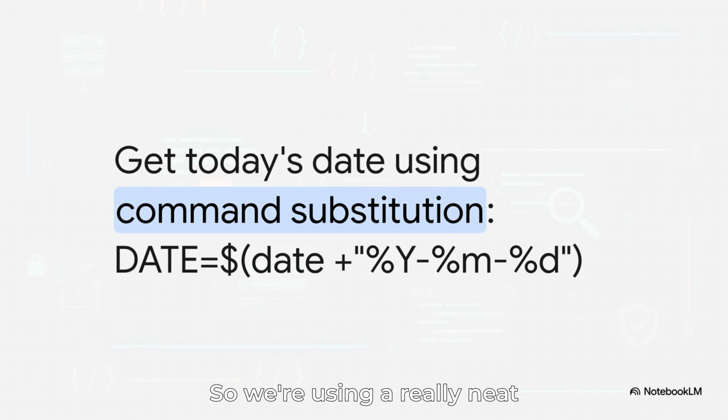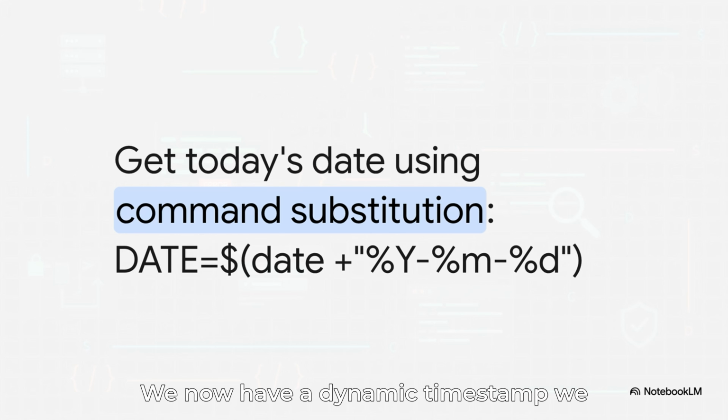So we're using a really neat technique called command substitution. By wrapping the date command in a $ and parentheses, the script actually runs the command, grabs the output, in this case the year, month, and day, and stores it directly into our date variable. We now have a dynamic timestamp we can use for our output file.